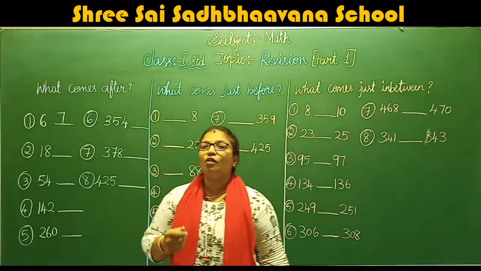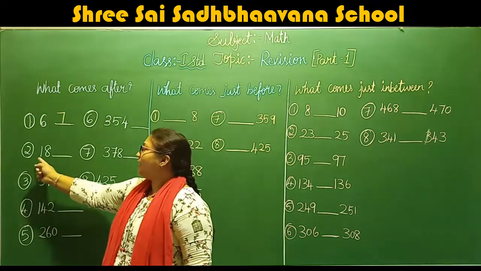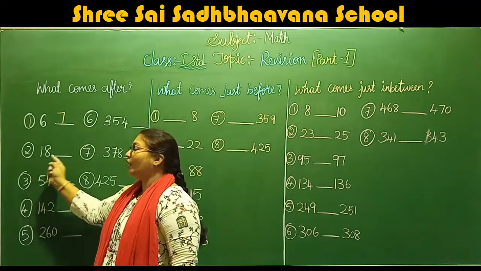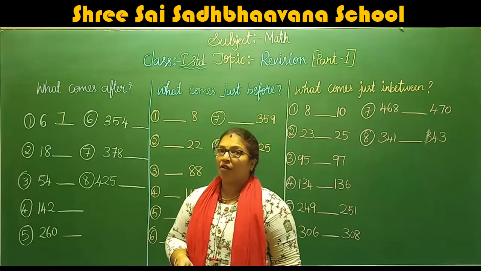So how can you write the after number for this? Are you looking at the tens place number or the ones place number to write the after number? From where do you have to take?